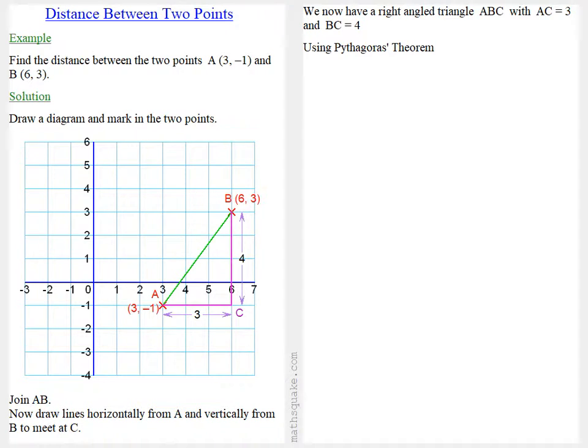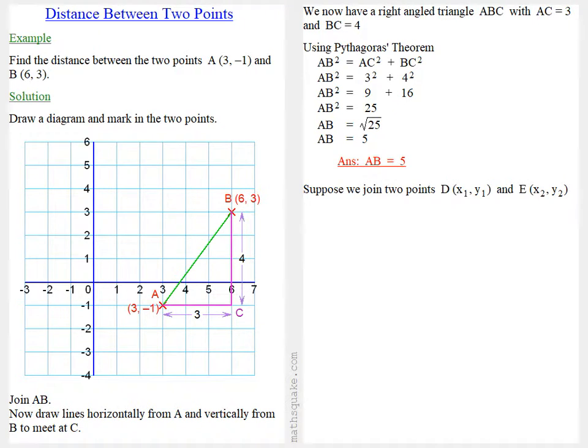So we can use Pythagoras' theorem. AB squared equals AC squared plus BC squared. So AB squared is equal to 3 squared plus 4 squared, which is 9 plus 16, or 25. And so AB is the square root of 25, which is 5. So AB is 5. Now suppose we also have 2 points D with coordinates (x1, y1), and E with coordinates (x2, y2).